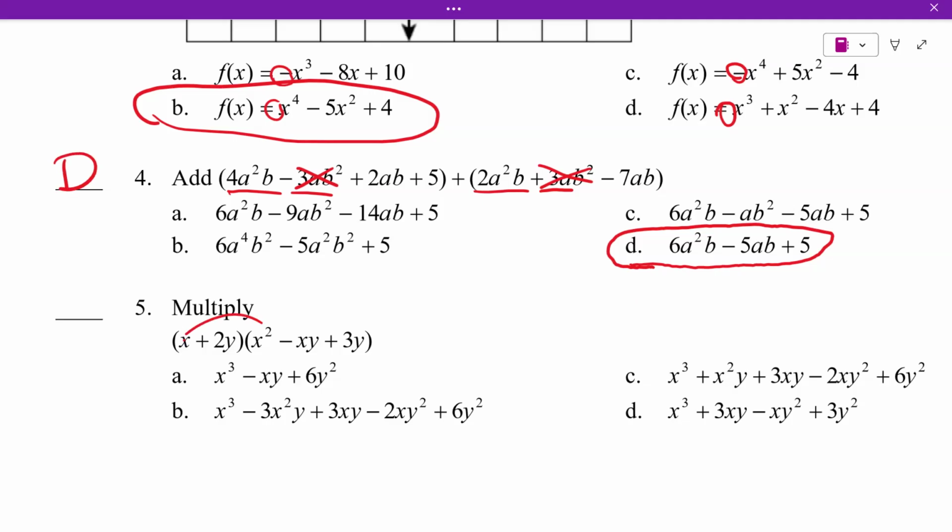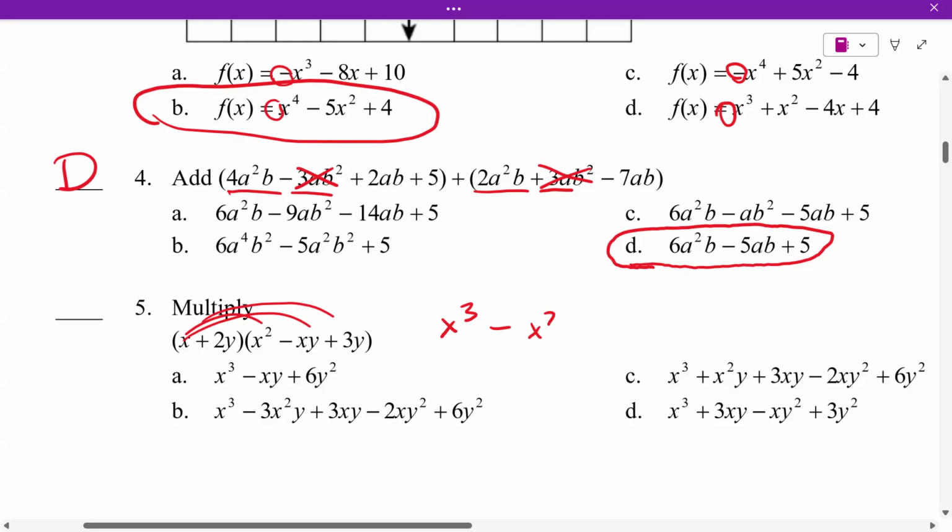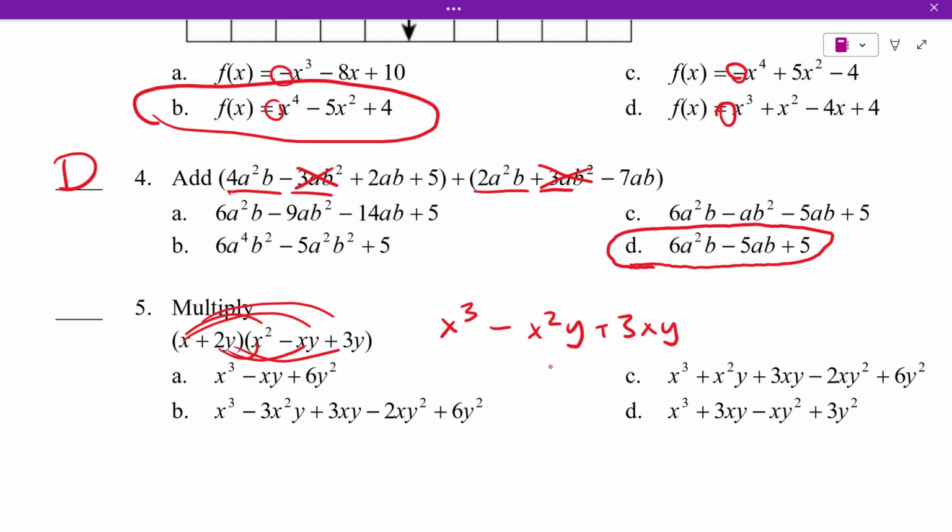Multiply. Take x times all these to make x cubed minus x squared y plus 3xy. And then take 2y times each of these. 2y times x squared is 2x squared y. 2y times negative xy is negative 2xy squared. 2y times 3y is 6y squared.